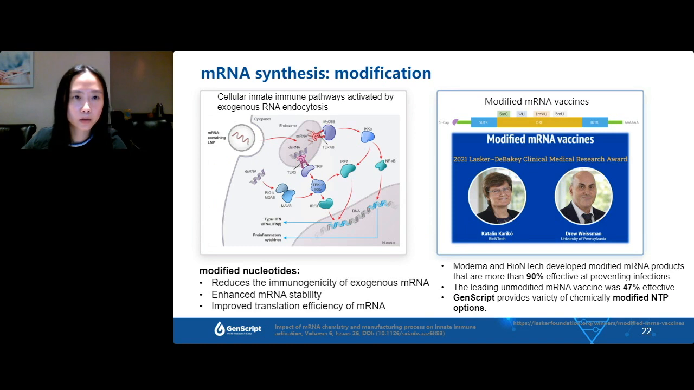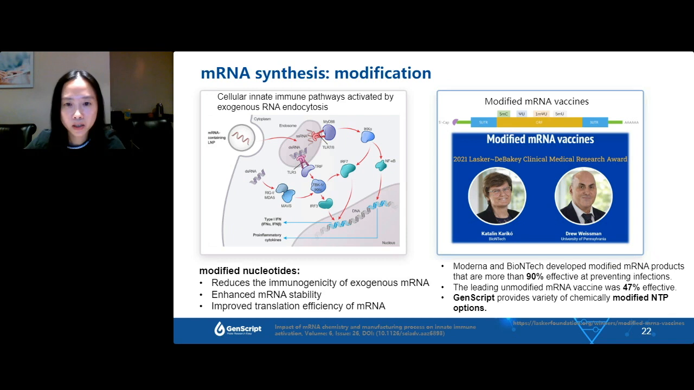Next, let's talk about the mRNA modification. And why do we have to modify the nucleotides? Because it can reduce the immunogenicity of foreign mRNA and also can enhance the mRNA stability and improve the later translation efficiency of mRNA. And actually, there's controversy over whether we should modify it.